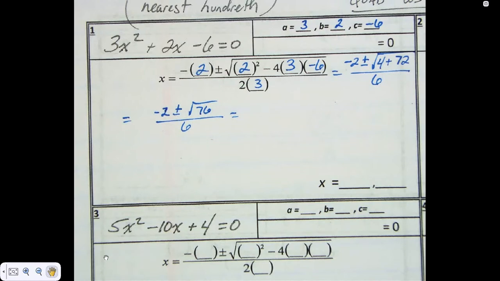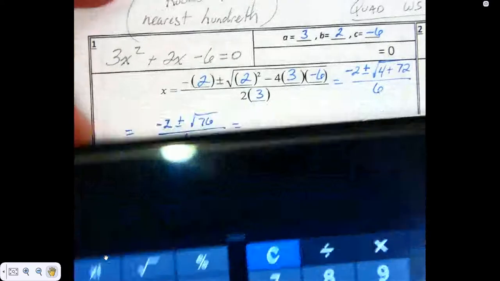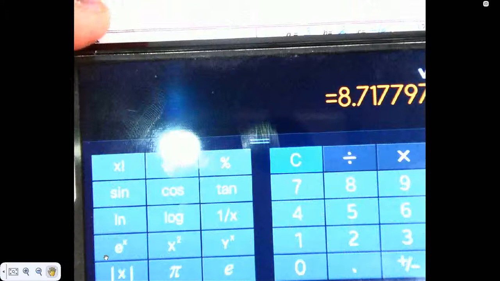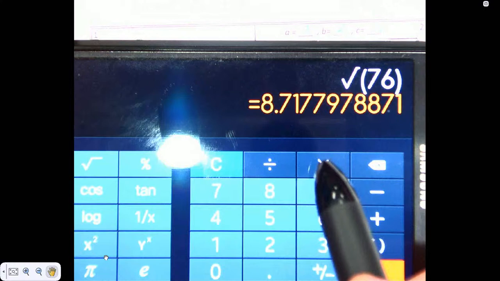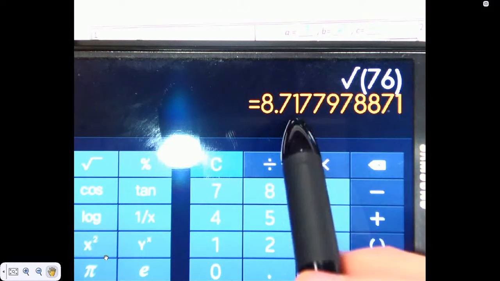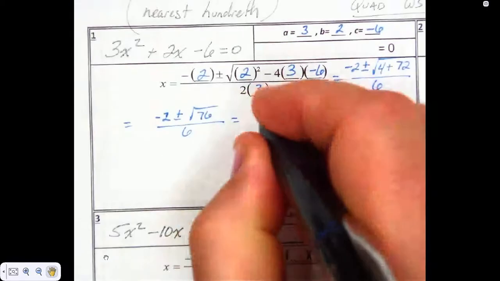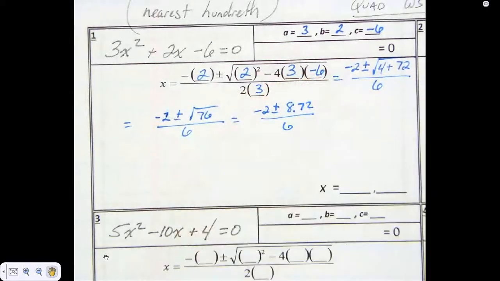A lot of these are going to end up being, let's see, I'm going to put the square root sign of 76, press equals. See what you get there? Just round to the nearest hundredth. Hundredth is what decimal place? Second one. So look at the second number, it's a 1, to the right of it is a 1, so we'll make this 8.72. So it's negative 2 plus or minus 8.72 over 6.